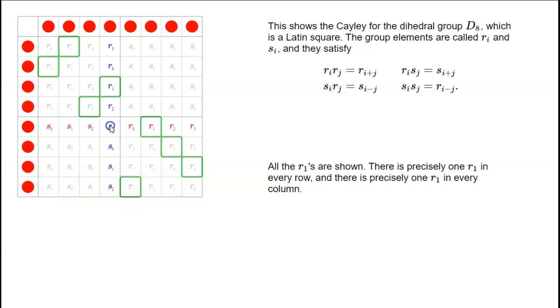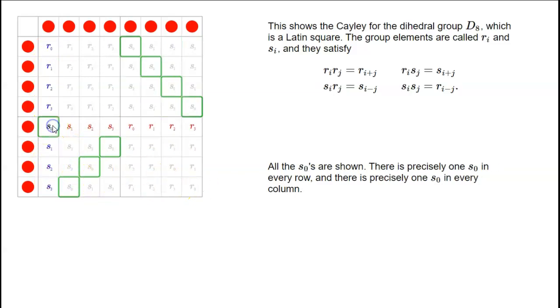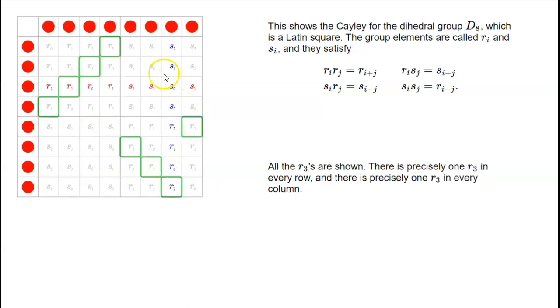And similarly, we could do the S3s. Because it's a group, you get some quite nice regular patterns to it. Here are all the S3s here, here, and here, and you can see every row contains precisely one S3, every column contains precisely one S3, and it's the same for S0 or S1 or any group element.